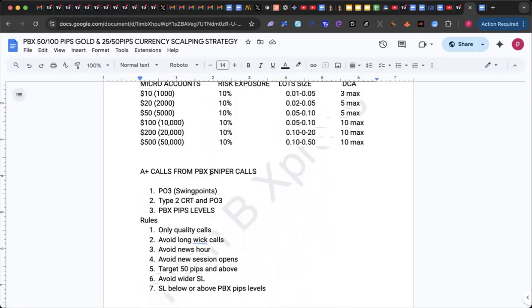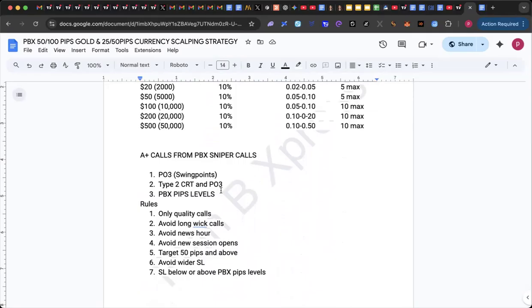Now, A+ call from PBS Sniper course. So A+ call, there are some calls that are not A+, so understand them. So I'll quickly teach you guys this thing called Power of 3, swing point, type 2 CRT and Power of 3, then PBS pips level. What do we mean by that?